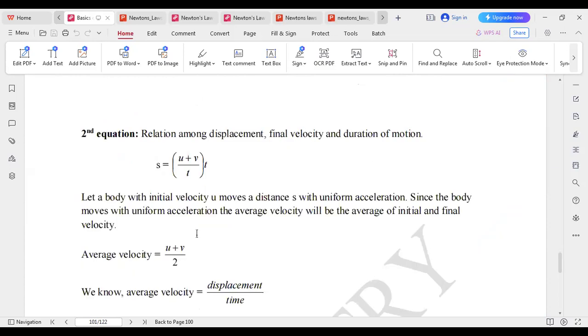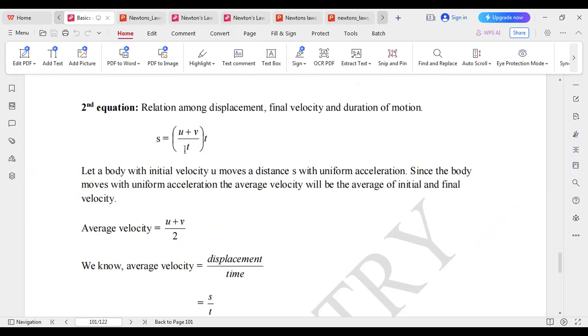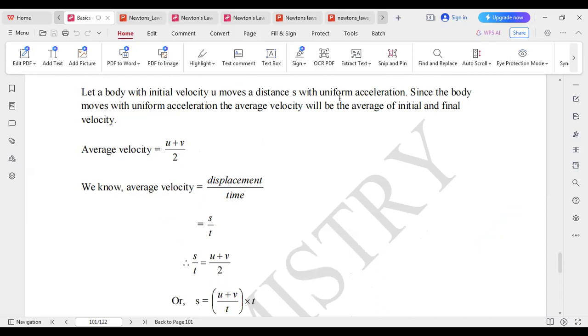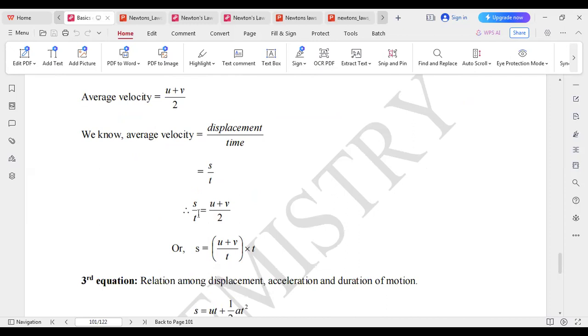Second equation of motion, the relation among displacement, final velocity, and duration of motion. s equals u plus v divided by 2. This will be 2, actually: s equals v plus u by 2 into t. Now, let a body with initial velocity u move a distance s with uniform acceleration. Since the body moves with uniform acceleration, the average velocity will be the average of the initial and final velocity. Average equals u plus v by 2. We know average velocity equals displacement by time, so s by t equals u plus v divided by 2. In this case, displacement s equals u plus v divided by 2 into t. Remember that.